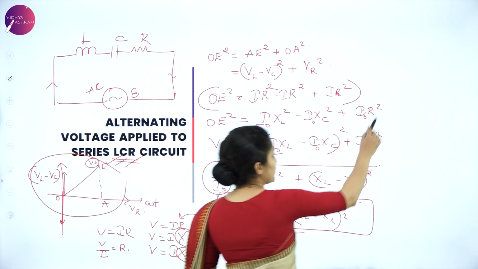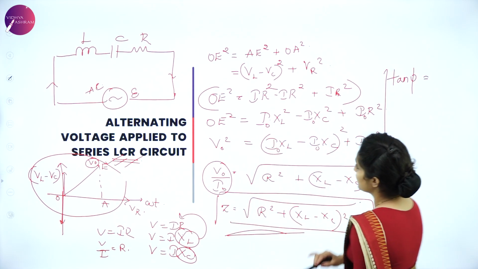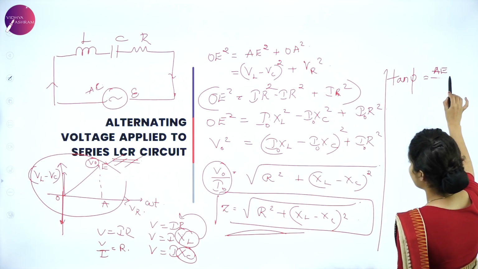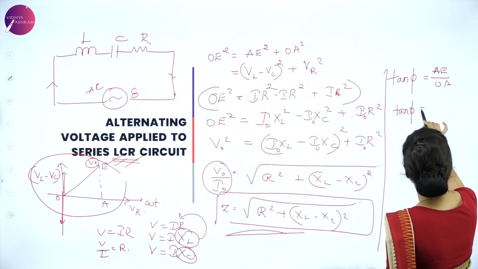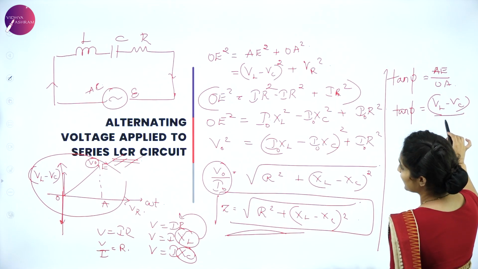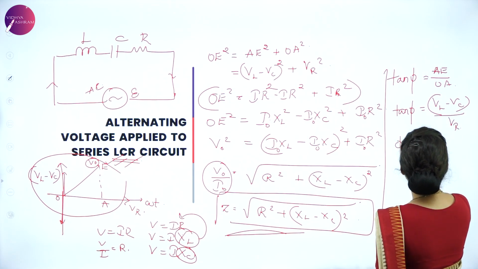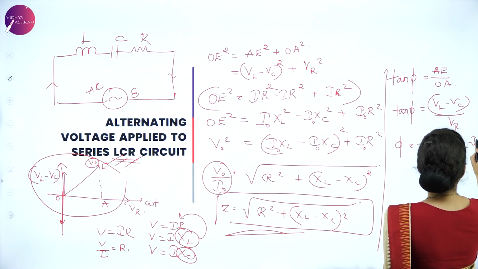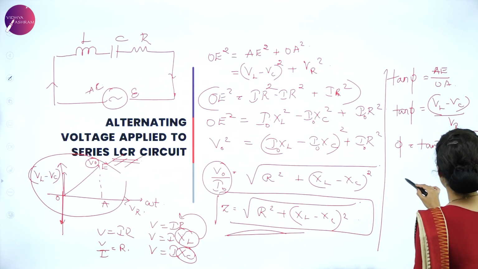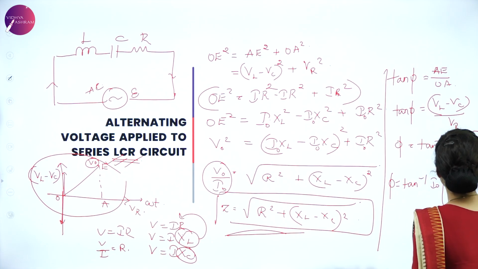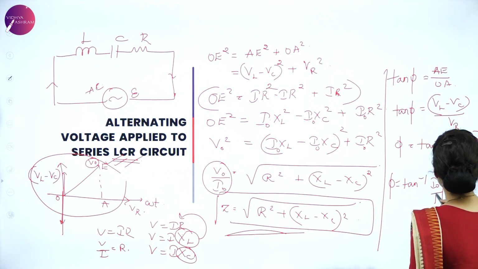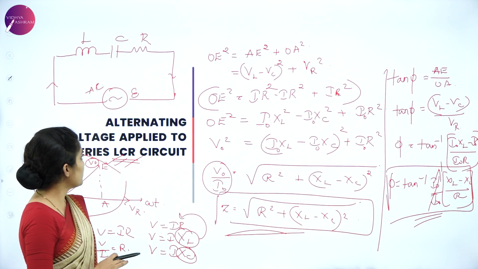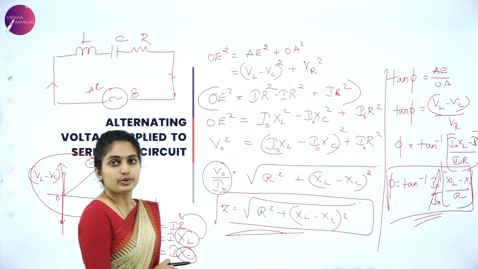And suppose you have to find the phase angle, so you have tan of phi. Tan theta is nothing but opposite by adjacent. Your opposite is AE and adjacent is OA. So tan phi is equal to VL minus VC over VR. So phi is equal to tan inverse of I naught XL minus I naught XC divided by I naught R. I naught is common, so it is taken outside and cancels out. So phi is equal to tan inverse of XL minus XC divided by R. That is all about the phi notation, tan inverse of a certain component. This is all about alternating voltage, wherein you calculate the impedance as well as the phase angle.